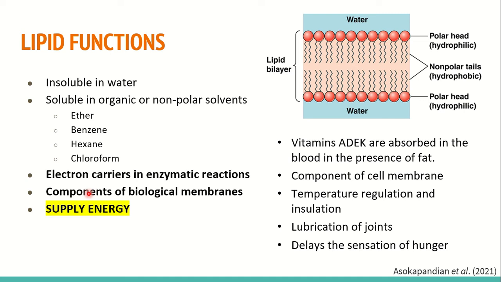Why concentrated? Kasi sa isang gramo ng fat or lipid, meron niyang 9 calories. So, more than double. Okay? More than twice of the calories produced from carbohydrate metabolism. Okay? Or protein metabolism. So, mas mataas yung calories na nakukuha natin sa fat.